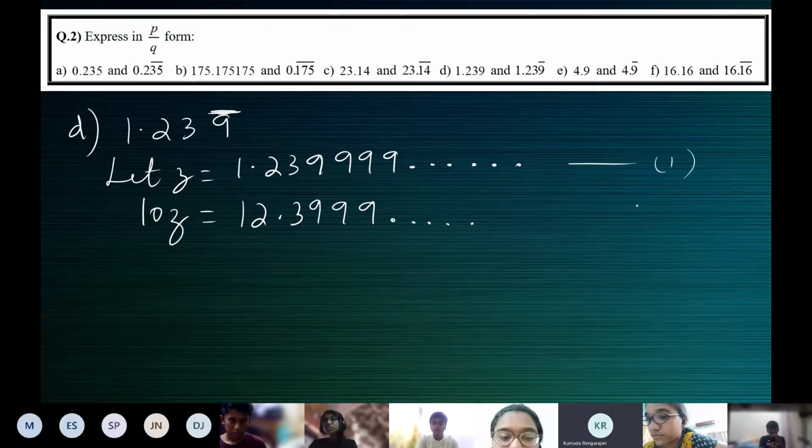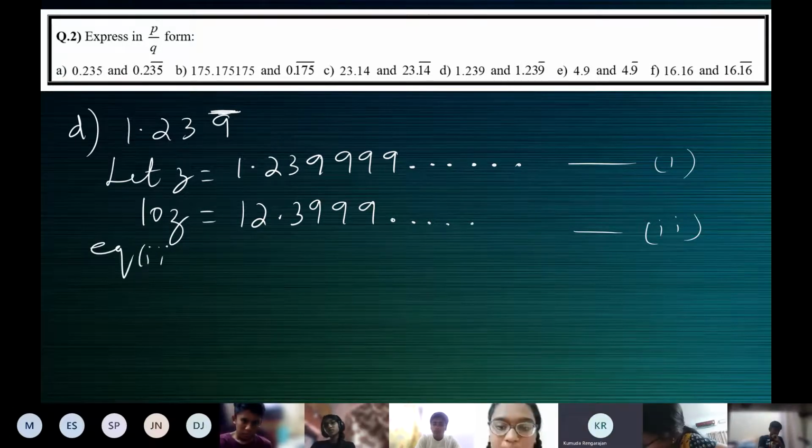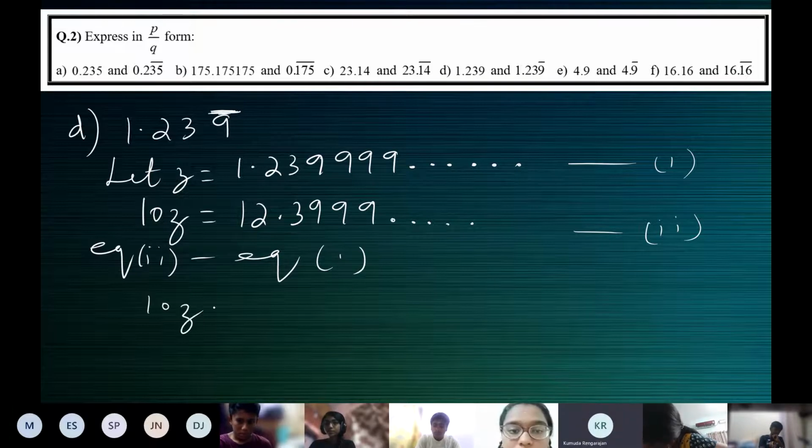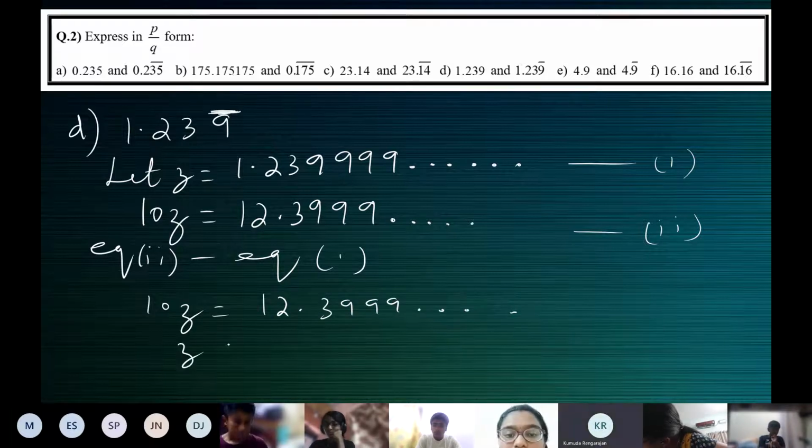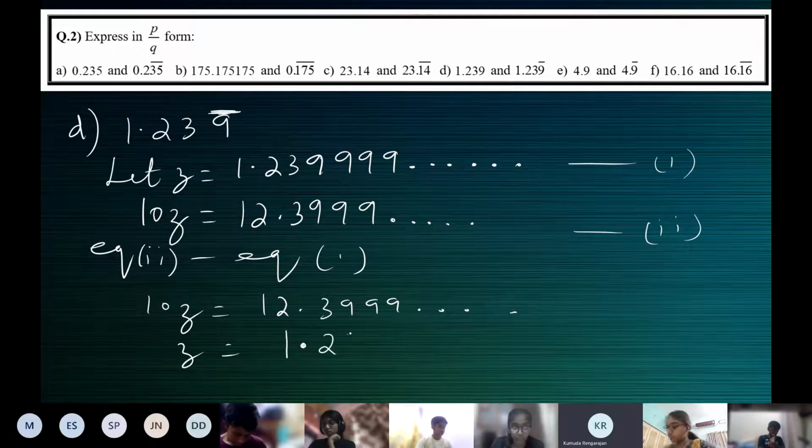How many nines? It goes on. So let's call this one, and let's call this two. Now, equation two minus equation one. All right. So 10Z is equal to 12.39 going on forever. Z is equal to 1.2399. Write the numbers carefully. I'll stop with this.